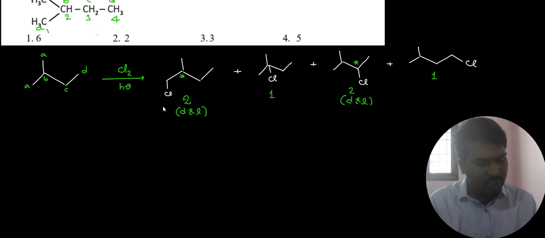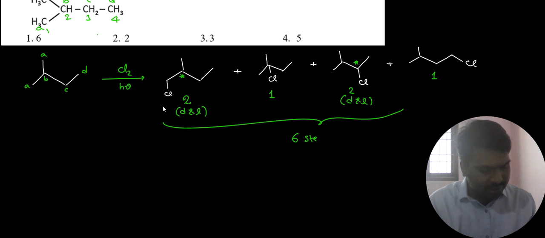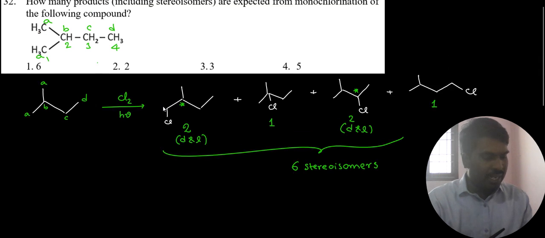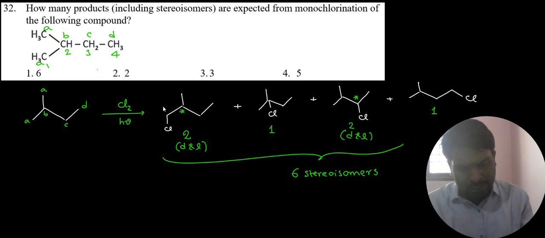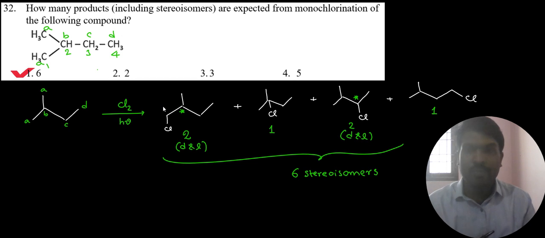Then 2 plus 1 plus 2 plus 1. So in total how many? 6. 6 stereoisomers exist. So what is the right answer? Option 1 is the right answer. Now moving to the next question.